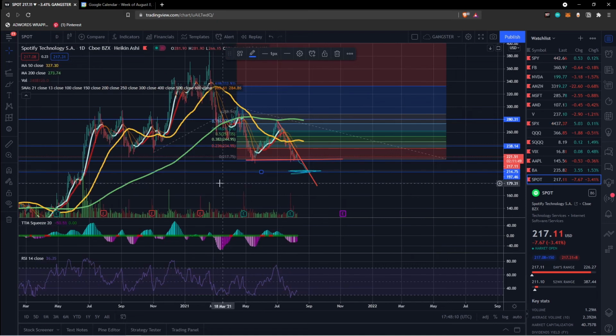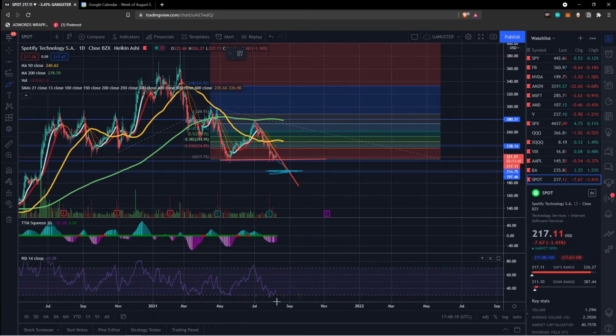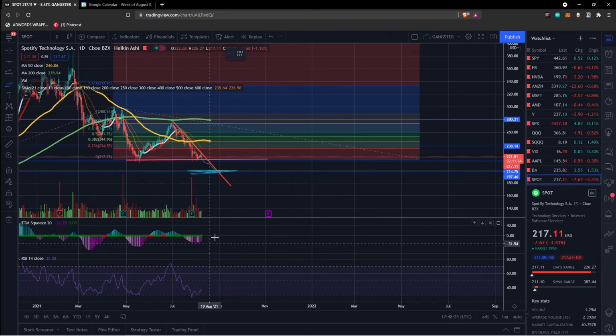Really doubt that though, because I really see tech booming in the next few weeks, just because a lot of things are really oversold. The TTM squeeze is about to shake out the sellers. You can also see the volume's going lower. So if we get a few more green volume bars, I really see this soaring up.